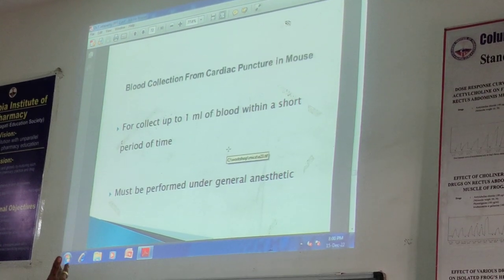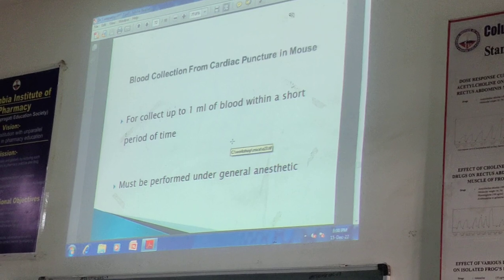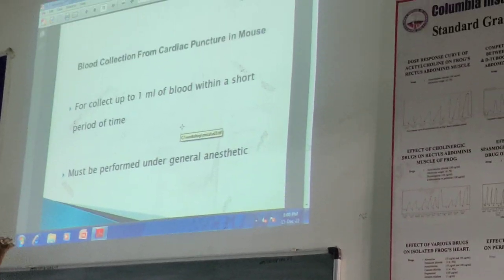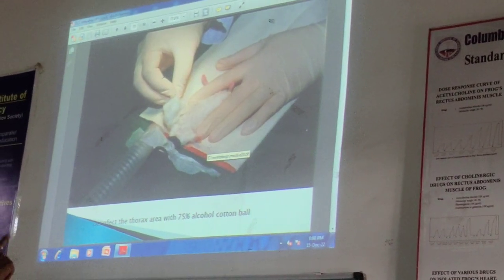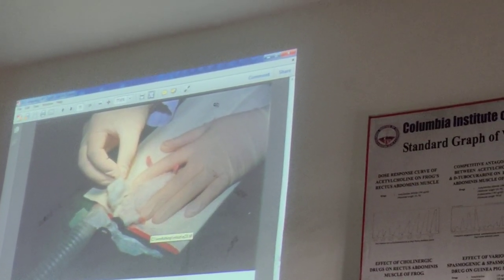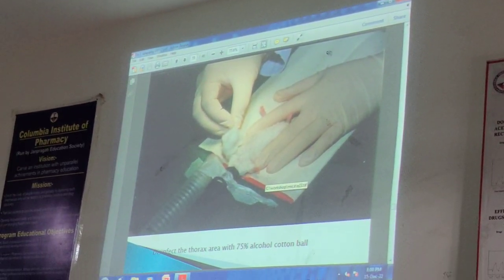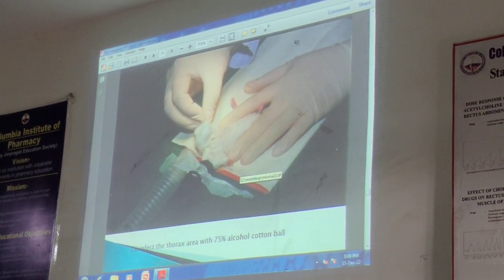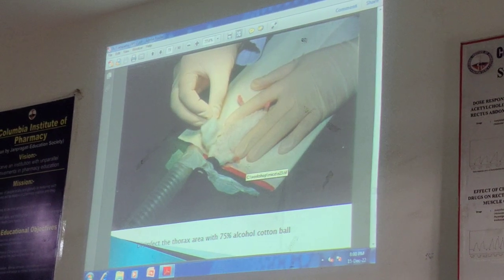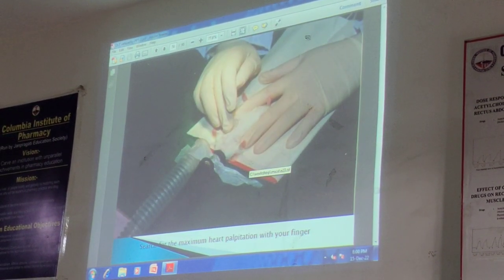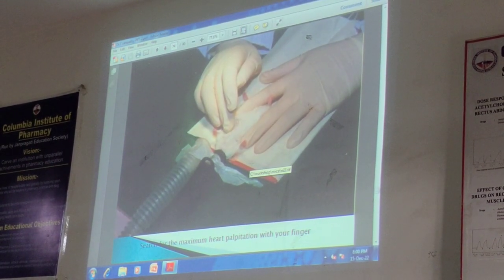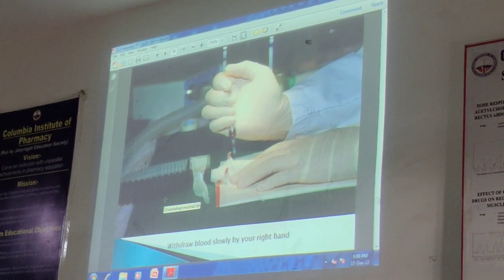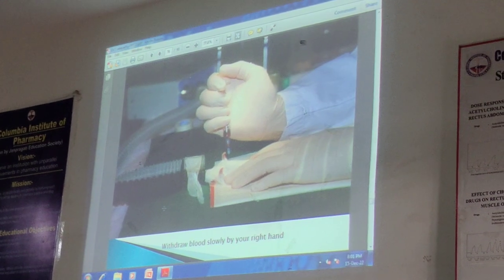Cardiac puncture, up to 1 ml blood, directly injecting the needle into the cardiac chamber. See, this is the process through which the blood is collected. This is the anesthetic pipe, continuous anesthesia the researcher is giving here. Next. This is the Wooden process.